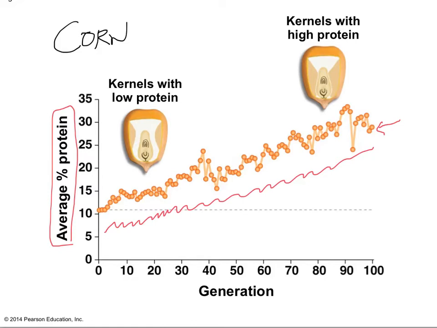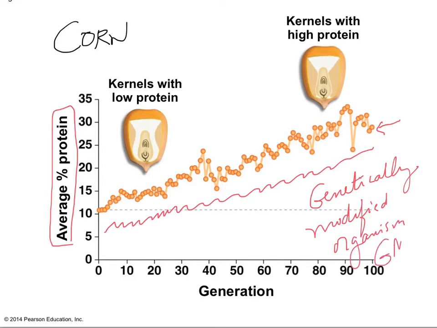And is that a good thing or is that a bad thing? Well, that's really good because we need high protein content for populations that actually don't have very much food. So this is actually a really great thing to do. So this is really a genetically modified organism, a GMO food. And it's genetically modified by us actually breeding together corn that has high levels of protein content per kernel.